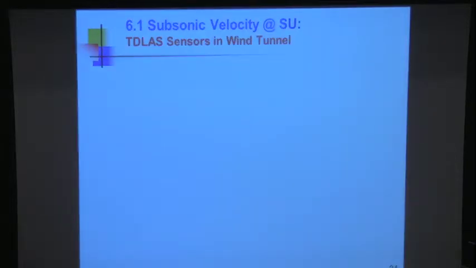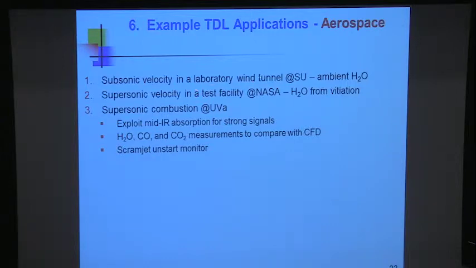We're interested in measuring velocity, first in our laboratory wind tunnel, and then we tried to measure it in a test facility at NASA Langley, in an initiated combustor used to provide inflow for a Scramjet module. And I'll show you some work from the University of Virginia.